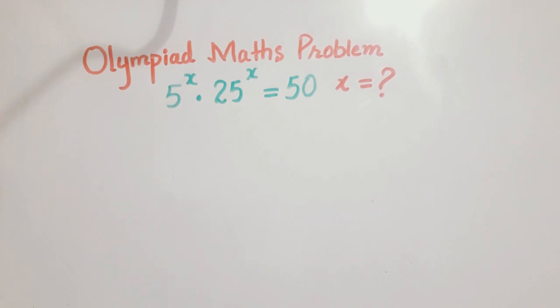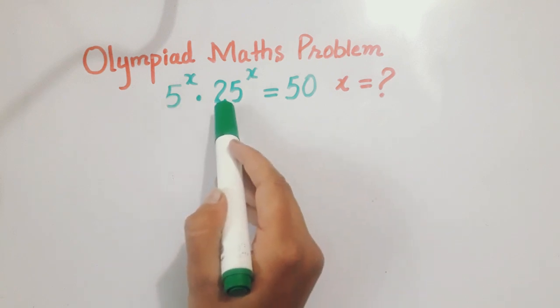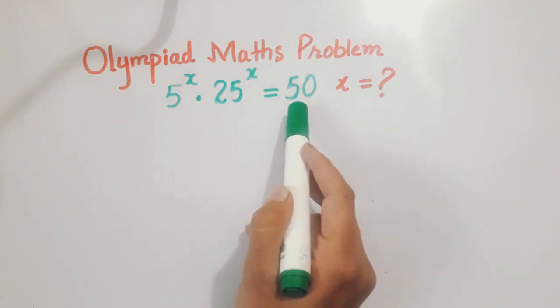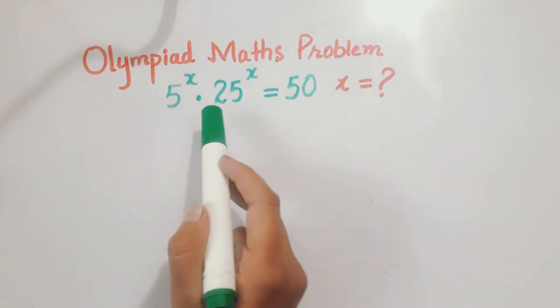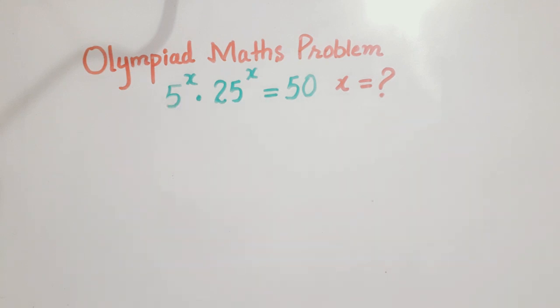In today's video, we will solve a very interesting Olympiad math problem, that is 5 raised to power x into 25 raised to power x equals 50. You have to find the value of x. This question looks tricky, but we will solve it in a very easy and simple way.